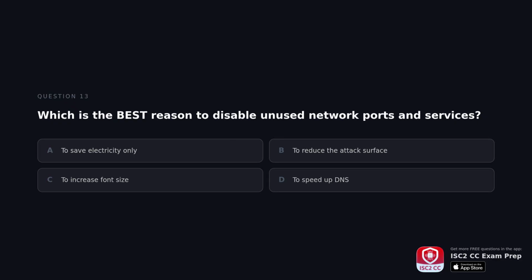A. To save electricity only. B. To reduce the attack surface. C. To increase font size. D. To speed up DNS.